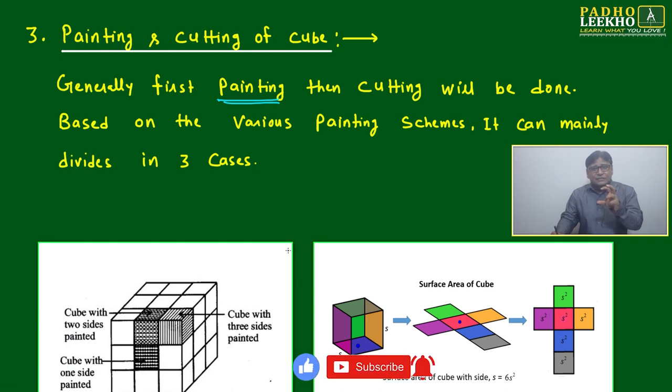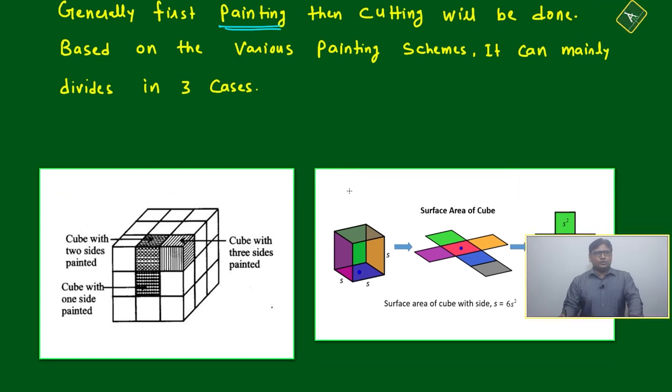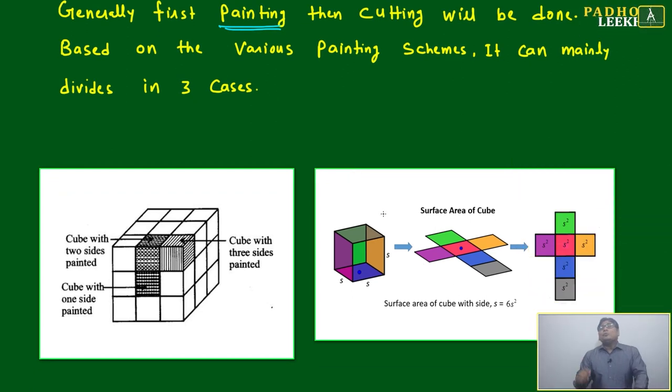Then to distinguish in a better way, how will your questions be framed? First they will paint it, then they will cut it. Then we have multiple types of cubes which have only one face painted, which have two faces painted, which have three faces painted, and many of the cubes will not get the opportunity to get painted, which are more inner. Then most of the time you will get questions related to painting and making the cube in the case of reverse process formation.